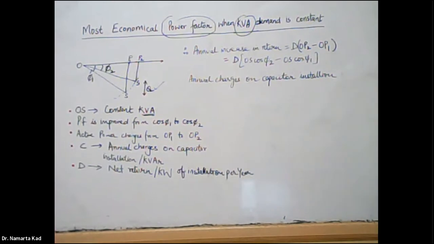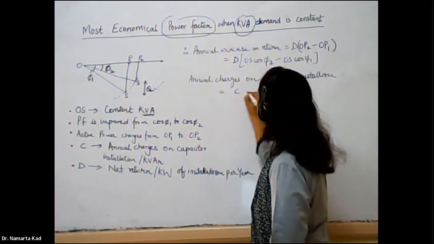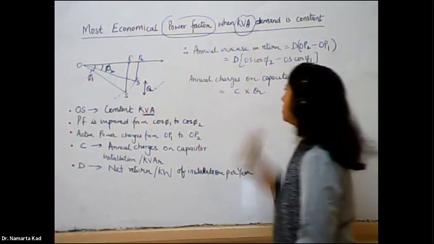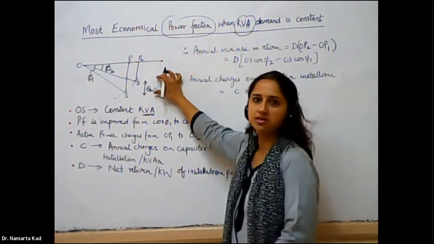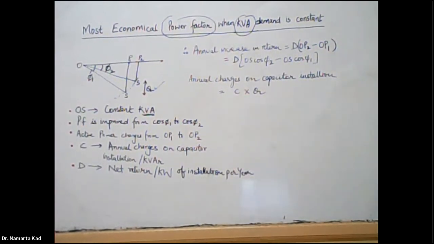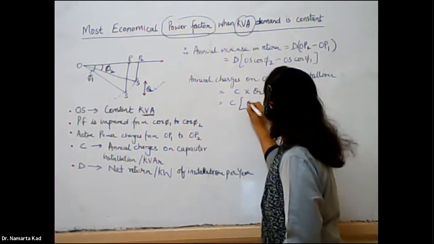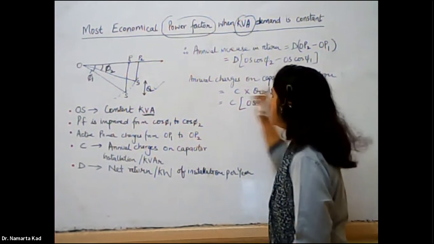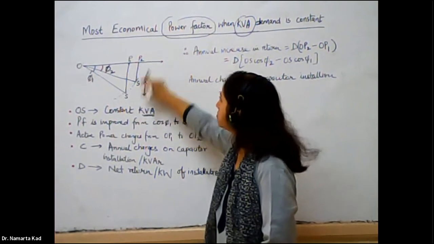Okay, annual charges on capacitor installation are given by C multiplied by Q. This Q is related to the capacitive reactive power. C multiplied by Q can further be written as C into (P1S minus P2S).